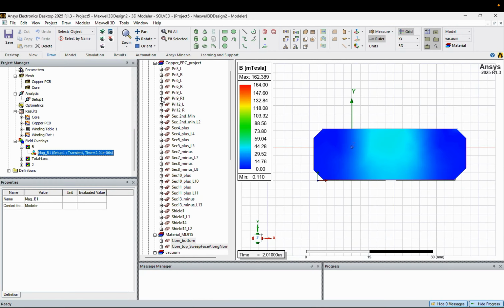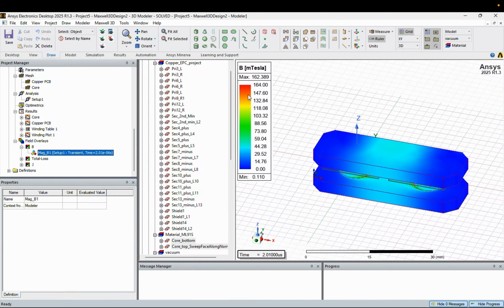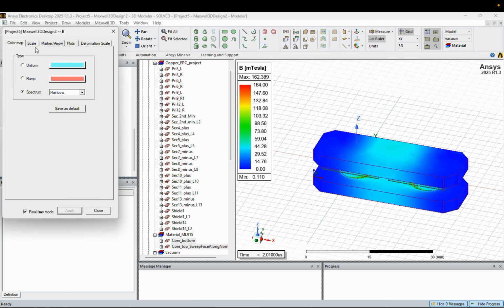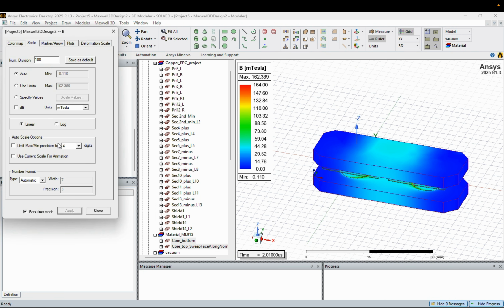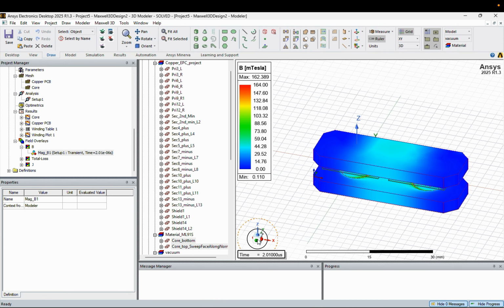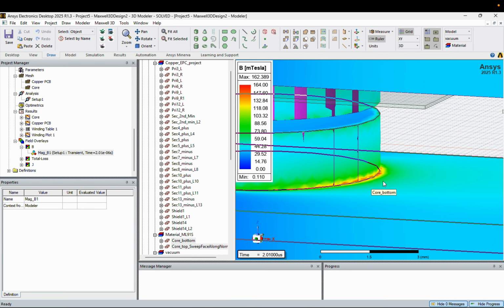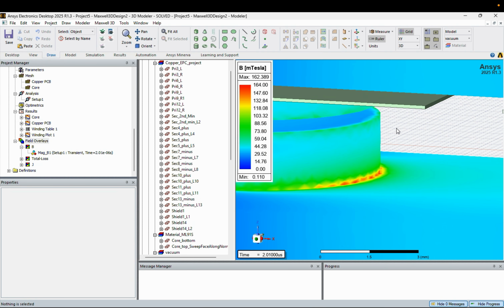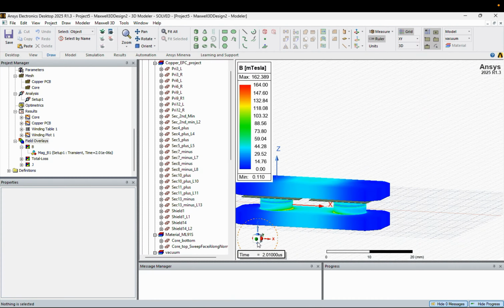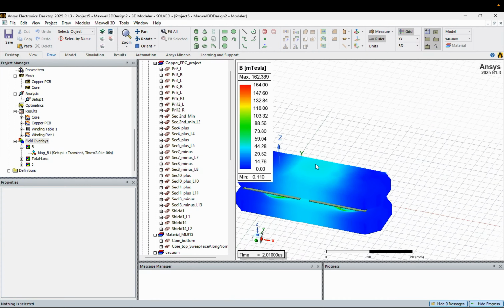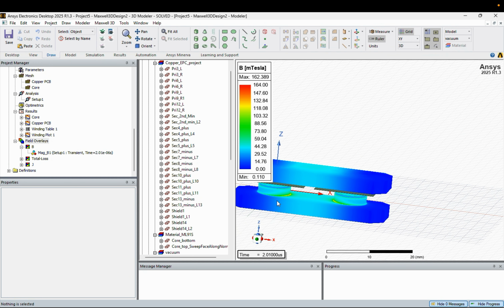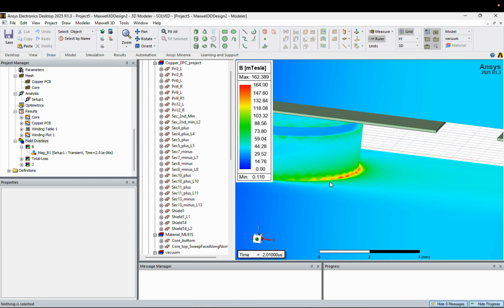Let me orient in trimetric. So this is in millitesla. If you want to modify, right click and modify scale, you can put 100 millitesla linear. So what I observe is here is where the flux density is much higher. Here it's around 88. Rest of it is very low actually. Here it's around 44. Here it's all much lower. Only at the center leg is where it's getting a higher Bmax.